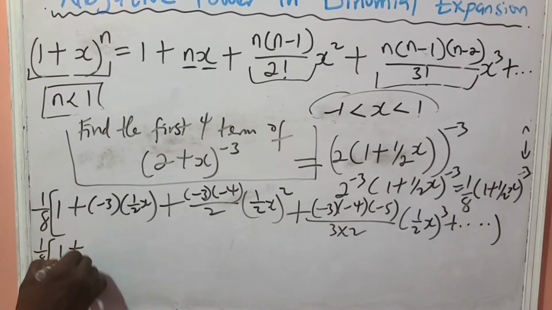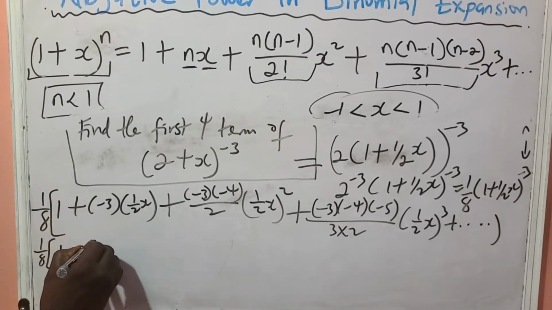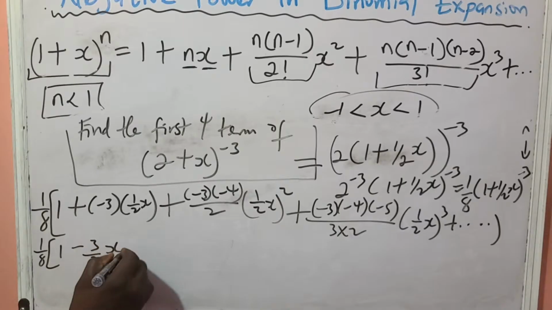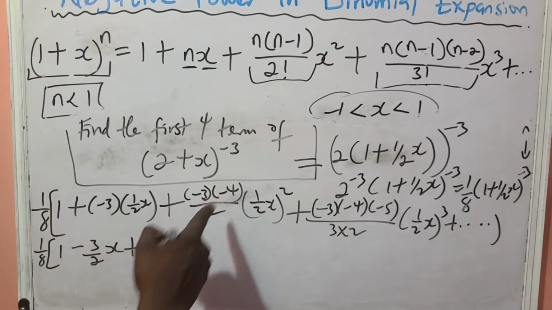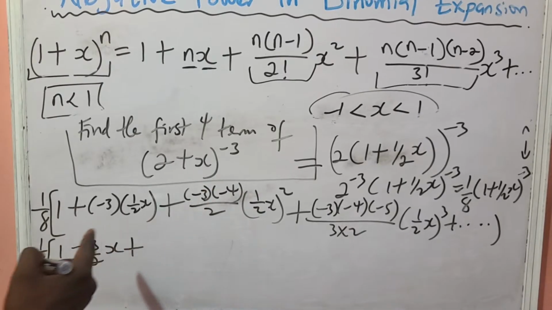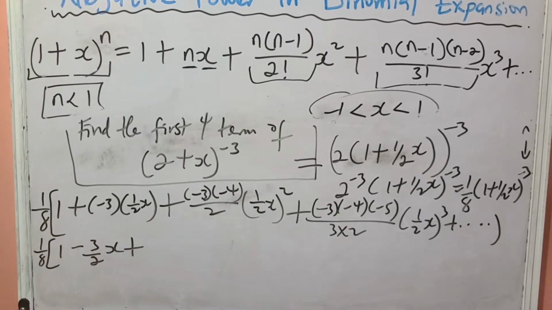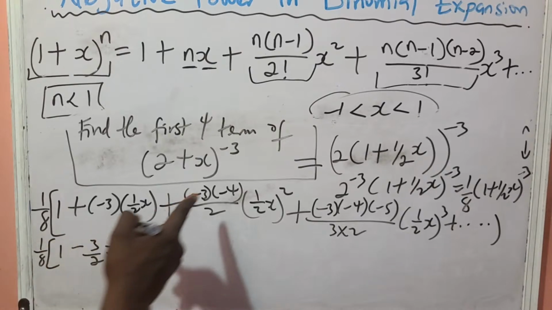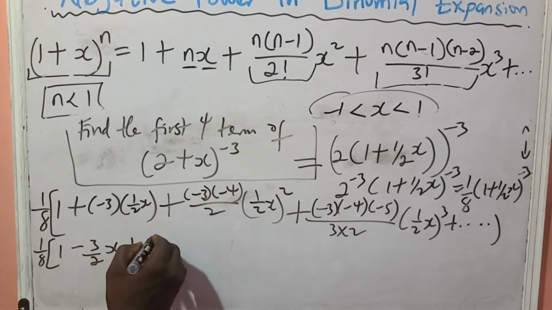Then we have 1 plus, this will be minus, of course, because minus, this will be minus 3 over 2x. Then this will be a plus. Minus 3 times minus 4, we have 12. That will be 12 over 2.